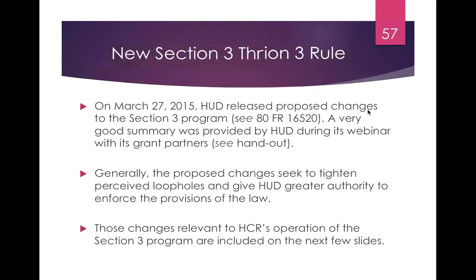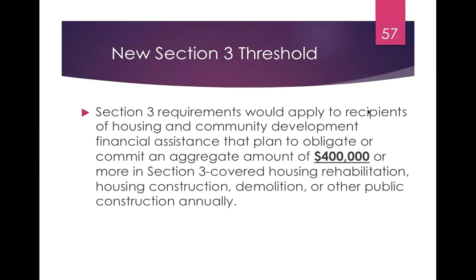New Section 3 threshold. Section 3 requirements would apply to recipients of housing and community development financial assistance that plan to obligate or commit an aggregate amount of $400K or more in Section 3 covered housing rehabilitation, housing construction, demolition, or other public construction annually.